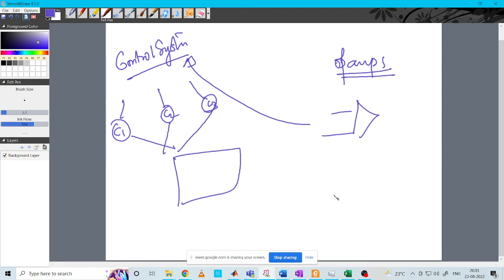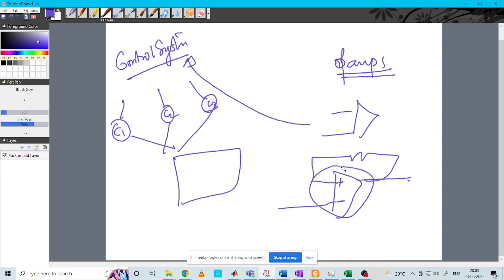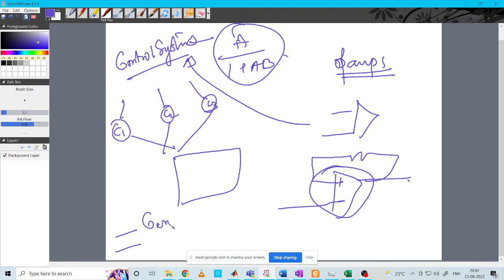So I'll tell you an application here. You know the buffer op amp, right? Yes. Now this can go into oscillation, following the control system concept A by 1 plus A beta. So we have to relate the subjects. Similarly, this Manchester signaling or RZ signaling you may find in communication, but they are also useful in these digital circuits.